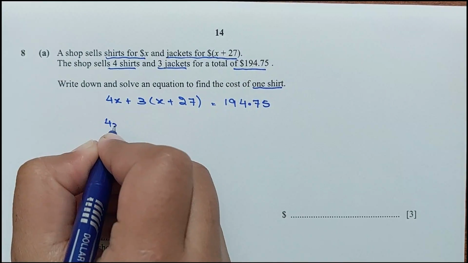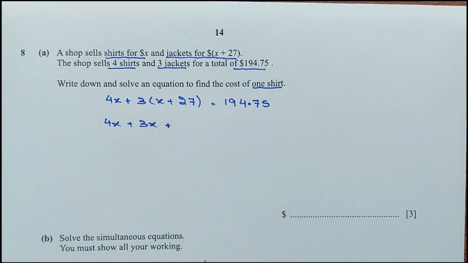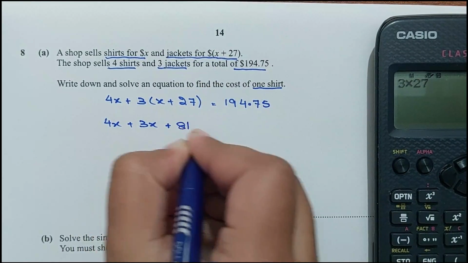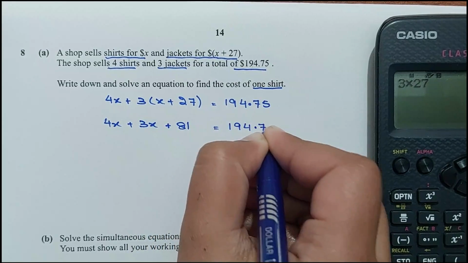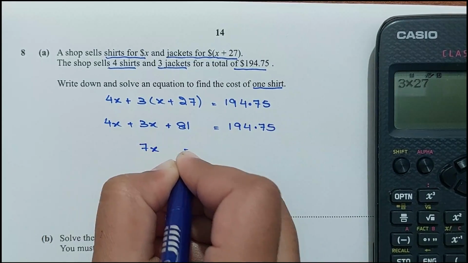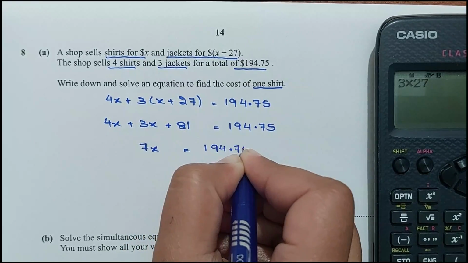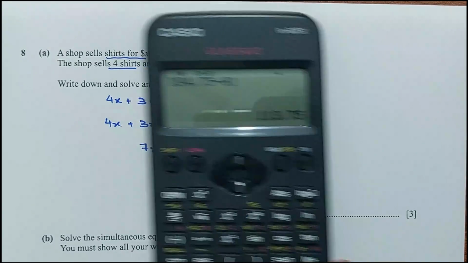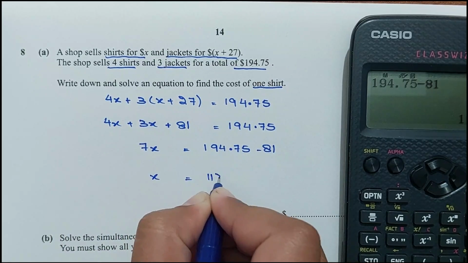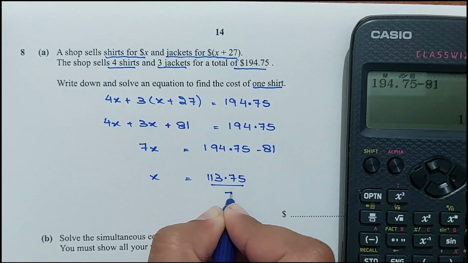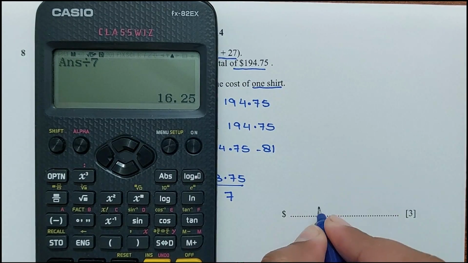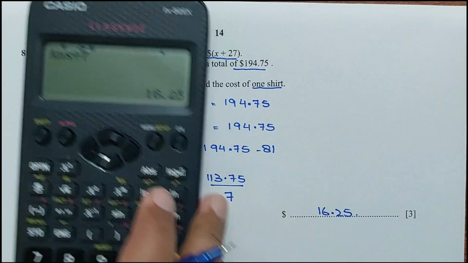Let me solve for x, the cost of one shirt. 4x plus 3x plus 3 times 27, which is 81, equals 194.75. Here we have 7x equals 194.75 minus 81, which is 113.75. So x equals 113.75 divided by 7. This is 16.25, which is the cost of one shirt in dollars.